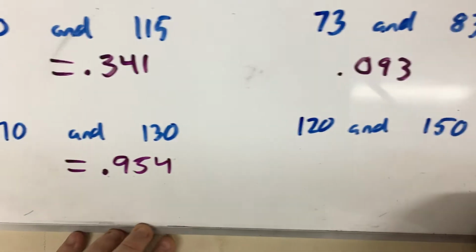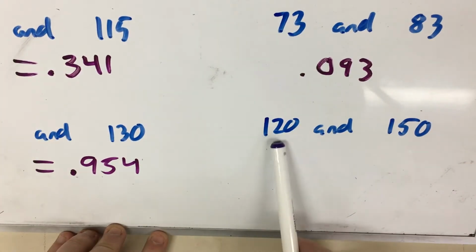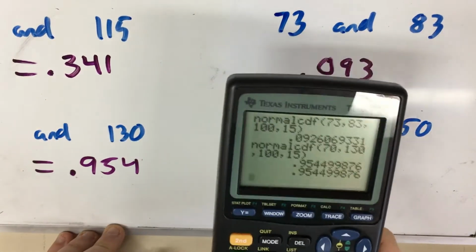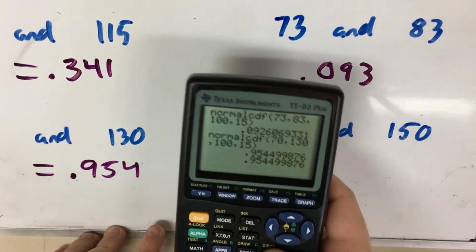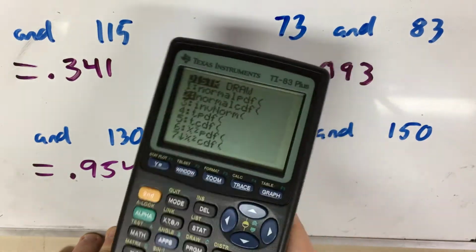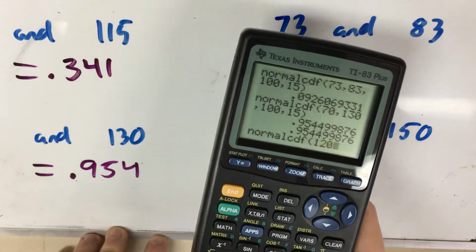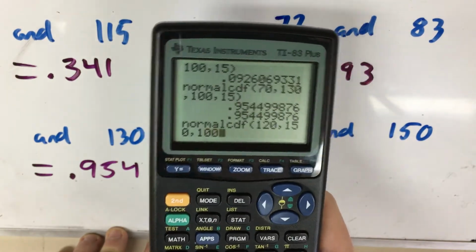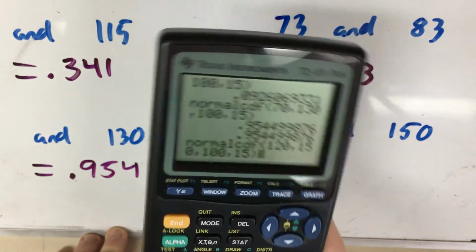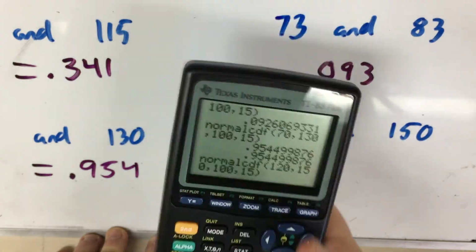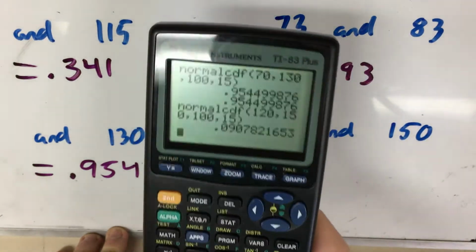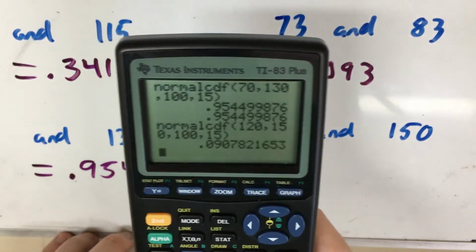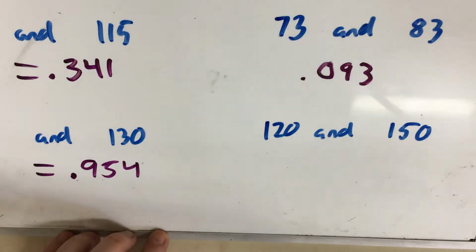And finally, we'll look for the percentage of people with IQs between 120 and 150. So let me pull this up. Second distribution, normalcdf, 120, comma, 150, comma, 100, comma, 15. And it's going to read this number as 150, even though it had to separate the digits. So that is another one that gave us about 9%, so that's 0.091.